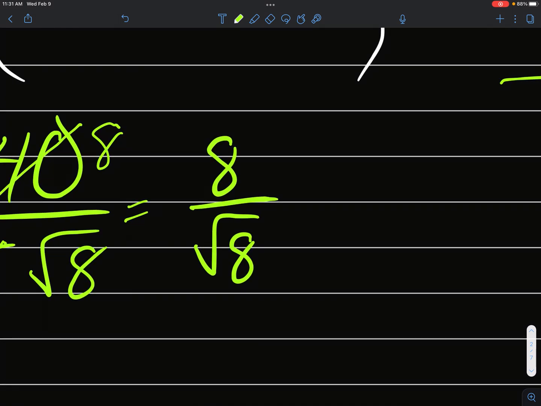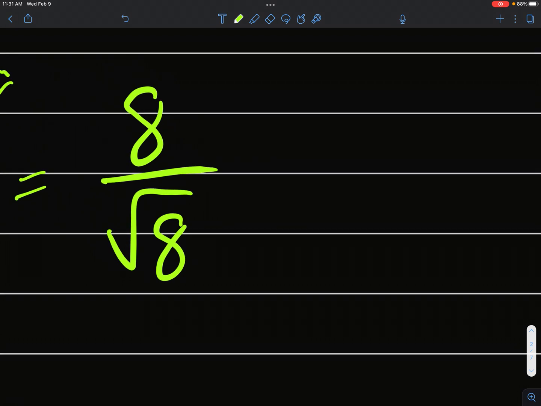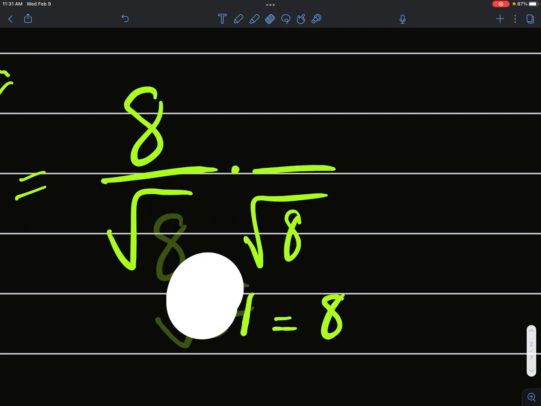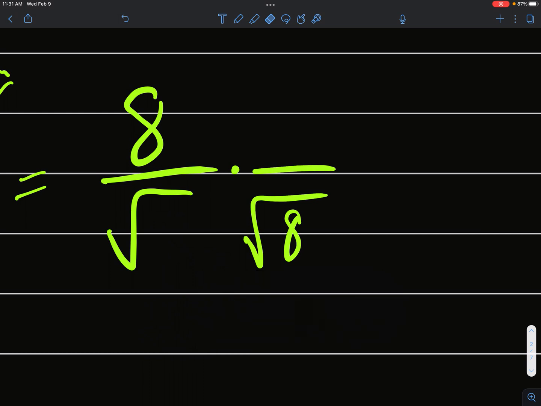Now remember, we need to rationalize the denominator. So we have to multiply the denominator by something that gives me a perfect square. You could do times radical 8 to get 64, and then you're just left with 8, which is nice. But you would have to do that to the top also, and then you're going to have to do some more simplifying. So let's go a little bit smaller.